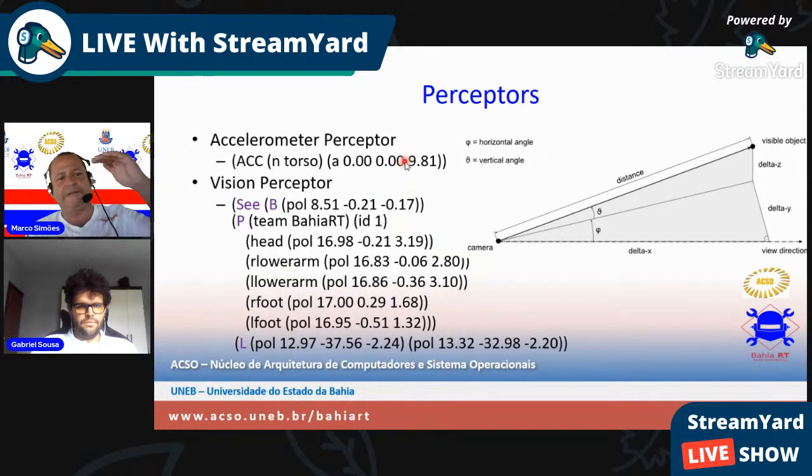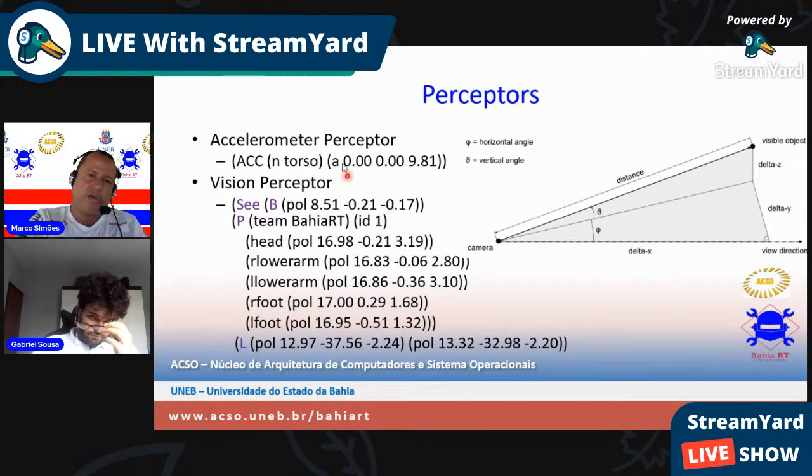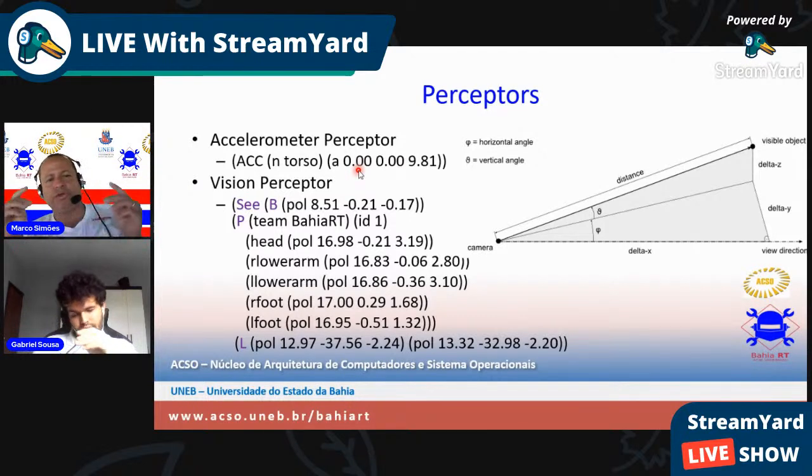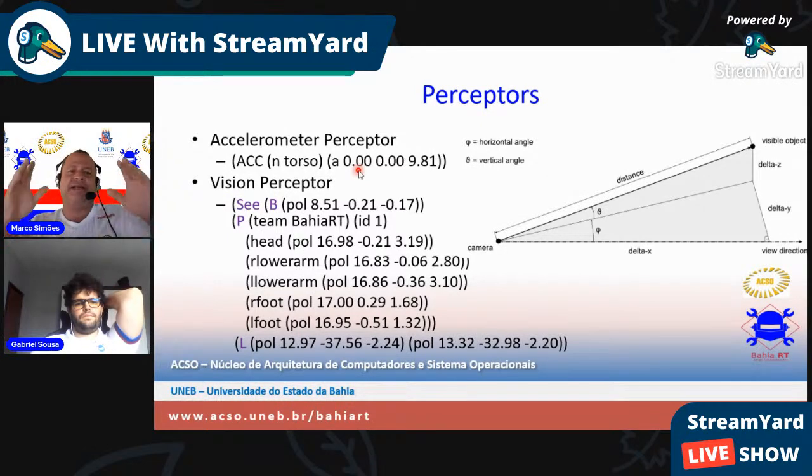So it is how much it is accelerated when compared to a free fall. Okay. So this way, you can also use the accelerometer with the gyro rate to detect falls. When you use both the gyro rate and the accelerometer together, you can provide a very good fall detection, and you can avoid falling many times. So it's a very good way to keep your robots standing up, ready to play.